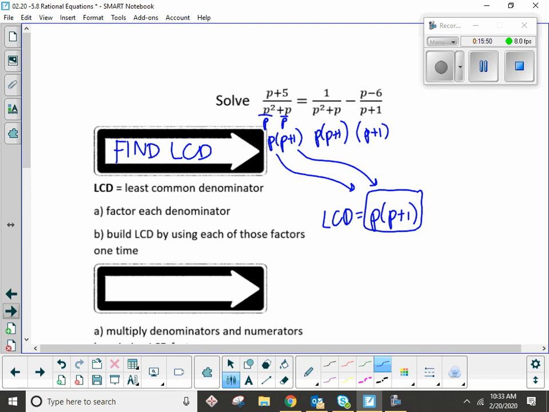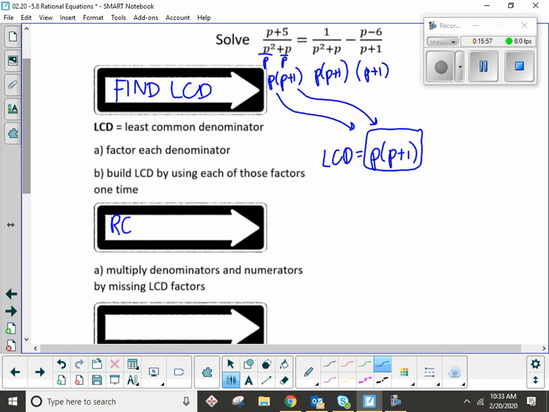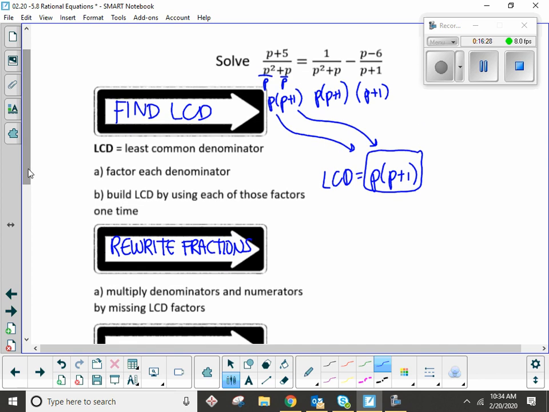Talia, what's the next step called in the arrow? Okay, thank you. So that's what we're going to do here. Rewrite the fractions. Mario, read this for us, please. That's the A step for that. All right, thank you. You're going to multiply the tops and bottoms by whatever's missing from the LCD. So I'm going to rewrite the original equation. I'm going to leave the bottoms in the factored form because we did that work, so I'm going to roll with it.